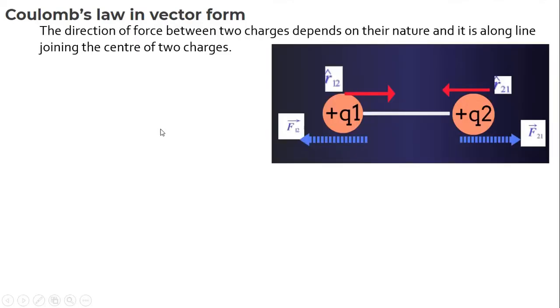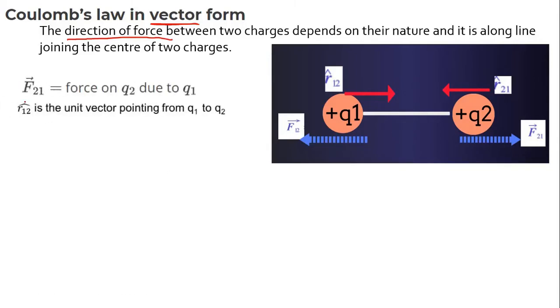Next, we have Coulomb's law in vector form. A vector is a quantity which has both magnitude and direction. When we are dealing with force, the direction of force is important, so in this article we will concentrate on the direction of force. Whenever we have two charges, suppose plus Q1 and plus Q2, the terms we will have are F21 and R12. What is F21? F21 is the force on the second charge because of the presence of the first charge. The first charge repels Q2, so the direction of F21 will be in this direction.